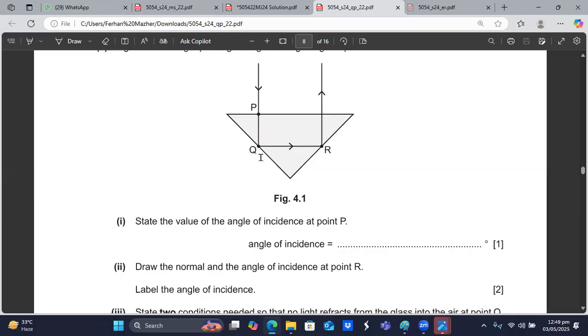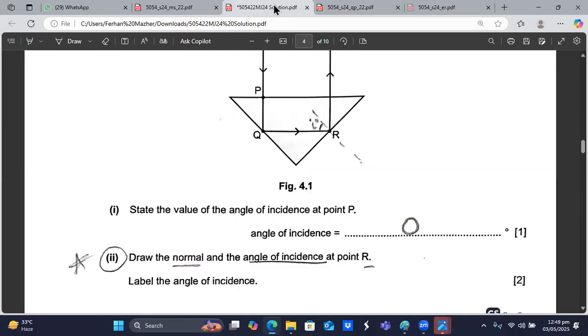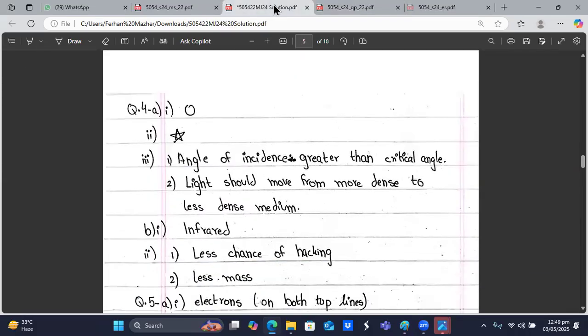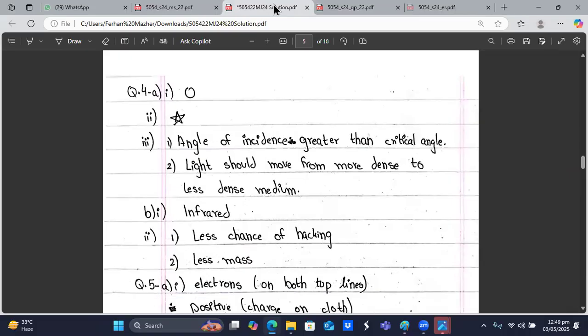At the point Q, the light must be traveling in the optically dense medium. And the angle of incidence in the optically dense medium should be larger than the critical angle of the glass prism. So these are the two conditions which must be met: angle of incidence greater than the critical angle, and light should move from the more dense to the less dense medium. That the point Q should be at the boundary of the optically dense medium and the optically rare medium. So this is my answer.